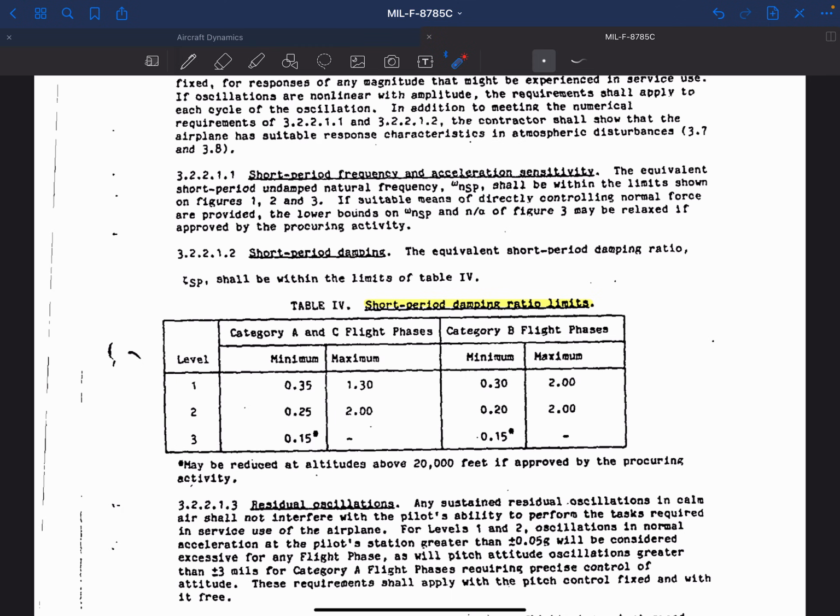So assuming that we are within the limits of level 1 handling qualities on CAP, then you need to have damping that falls within this table here. Here we're looking at the damping ratio, and you can see levels 1, 2, and 3. You have a lower bound, a minimum, and an upper bound for categories A and C, and then for category B, you've got a lower bound and an upper bound here.